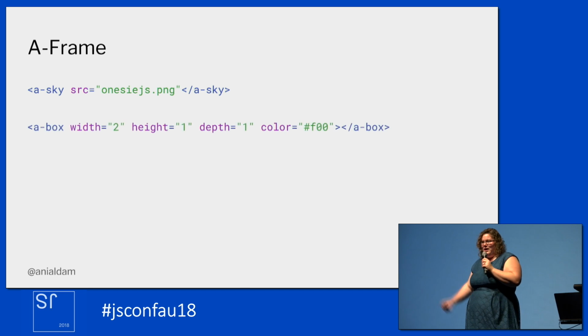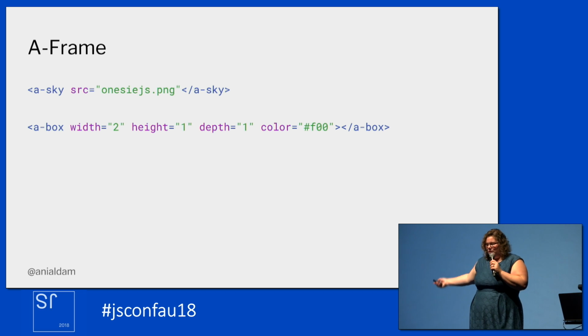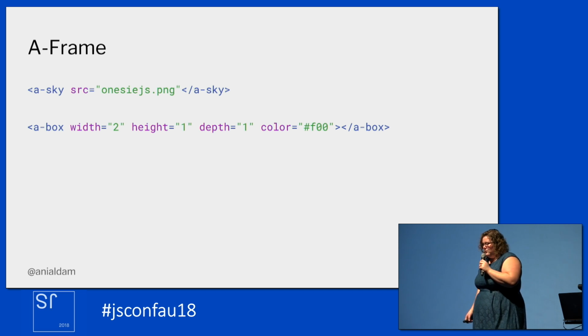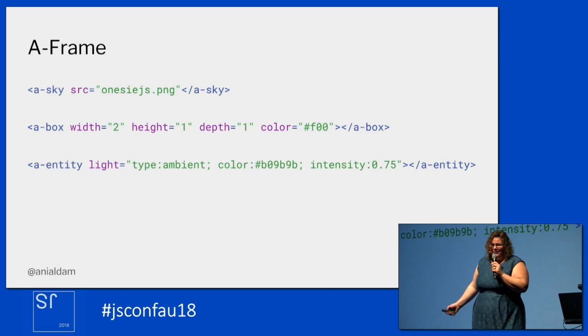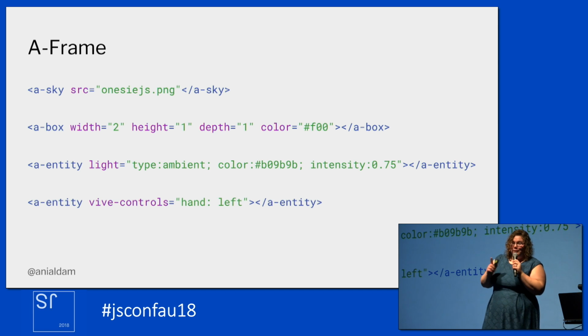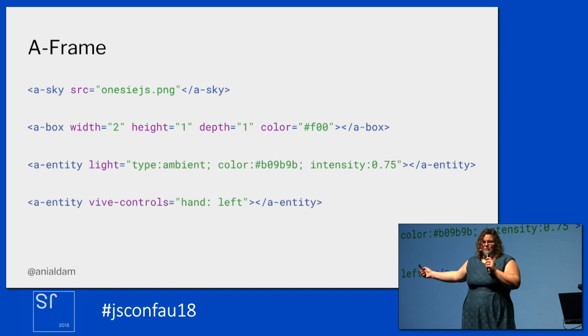So for example, you can add your sky with an image reference, or you can add rendering primitives such as boxes, spheres, cylinders, etc. By just defining positions, width, and other things. So colors, materials. And you can add lights. And the cool thing about A-Frame is it comes with WebVR support. So you have all the major headsets supported from the get-go, which also means that you have controller support.